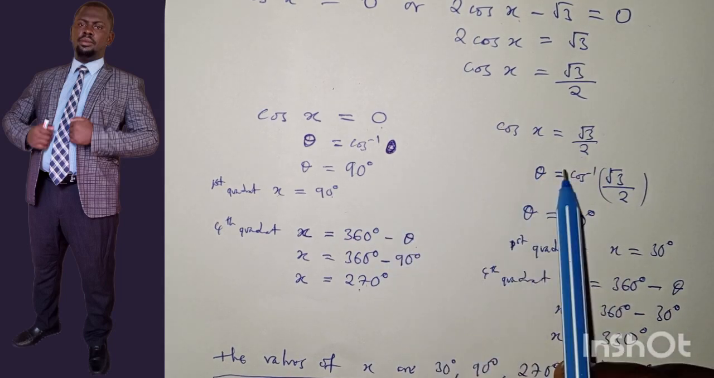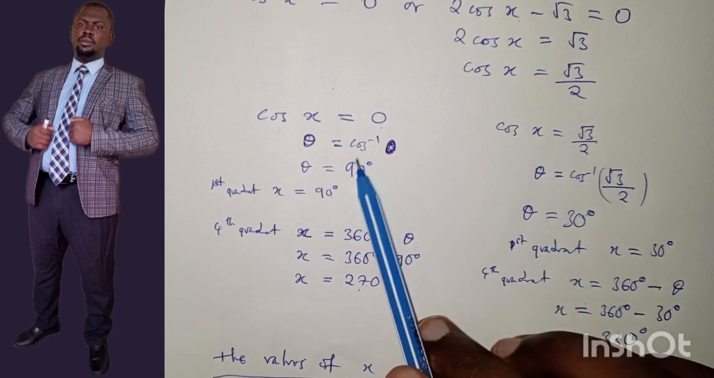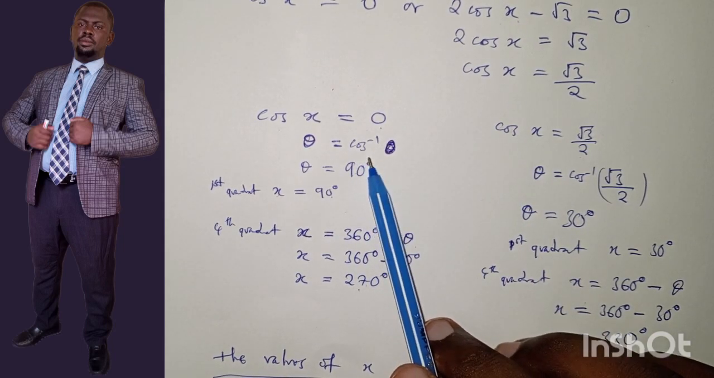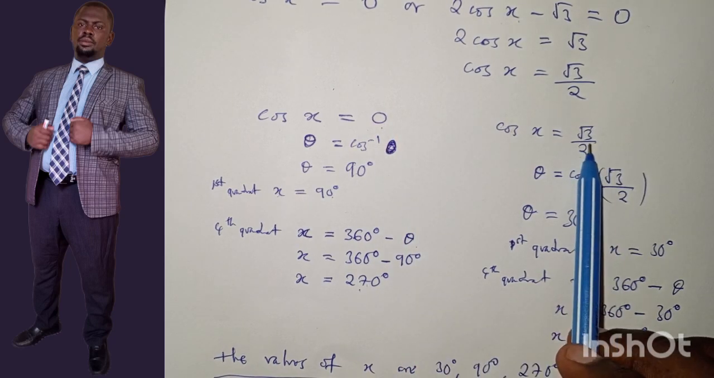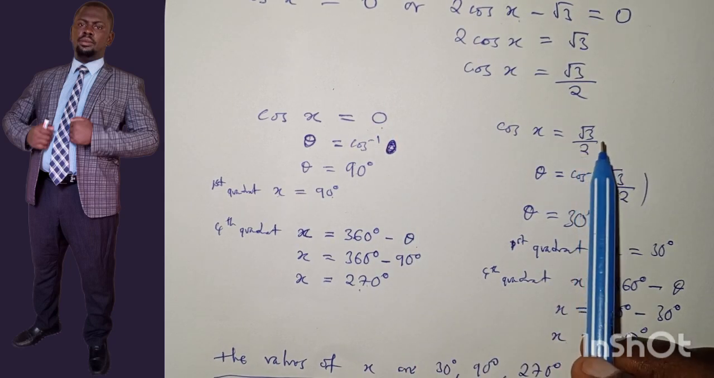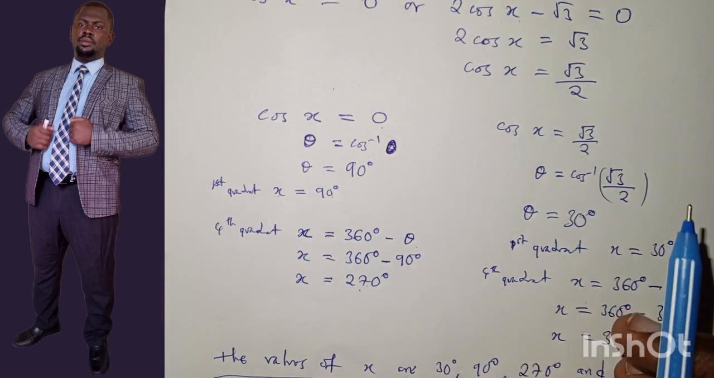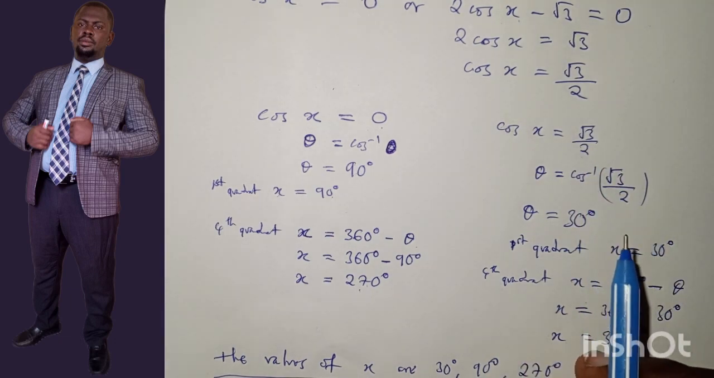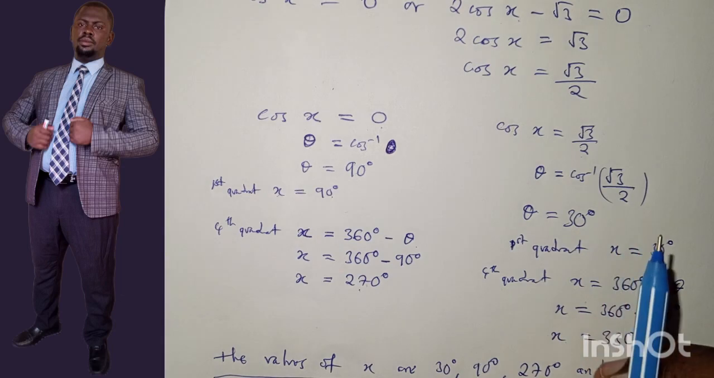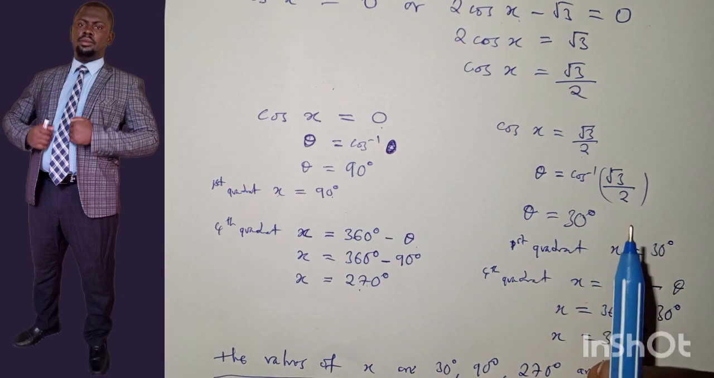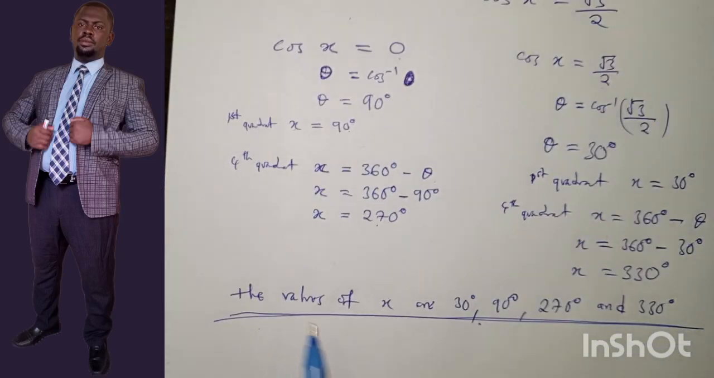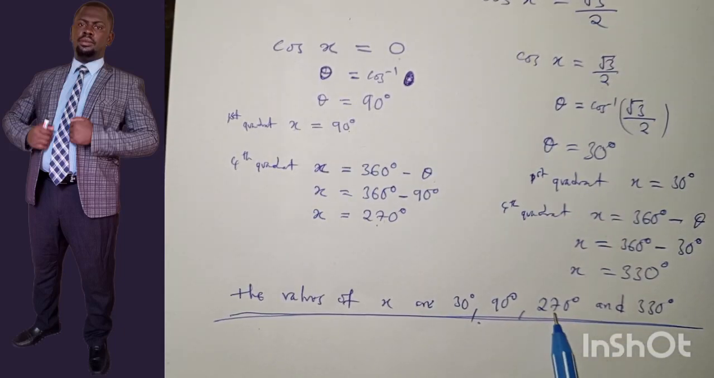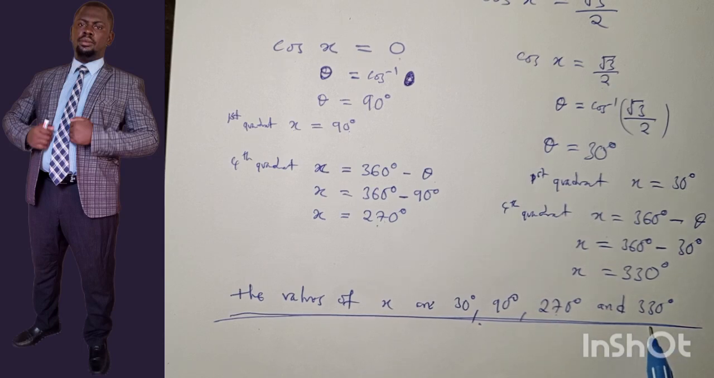Then you come to cos x equals square root of 3 over 2. The way of doing it is similar to the first one, because this was positive and this is positive. So all the solutions we are getting from the first quadrant and the fourth quadrant, because cos is positive in the first quadrant and the fourth quadrant. And these are the solutions: 30 degrees, 90 degrees, 270 degrees, and 330 degrees.